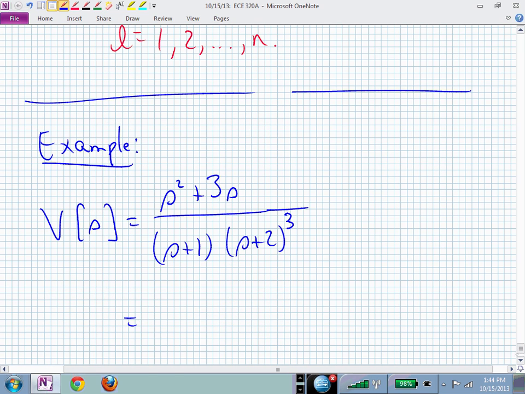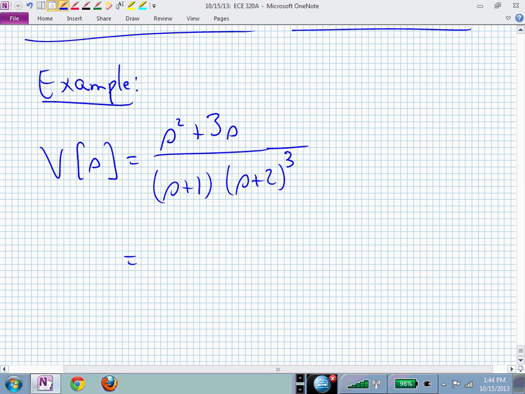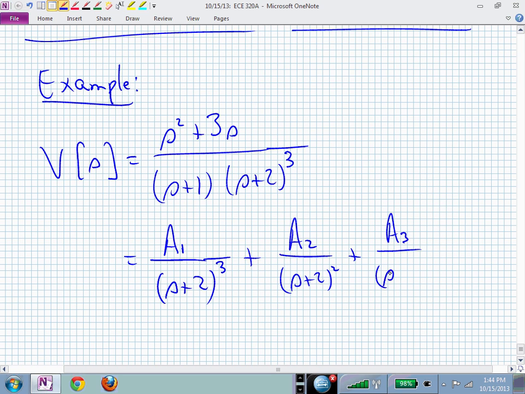What's the partial fraction expansion look like for this? Let me save that last one for s plus 1. So now let me do this one. This needs to be over cubed, doesn't it? Then I have a sub 2 over s plus 2 squared plus a sub 3 over s plus 2 plus a sub 4 over s plus 1.